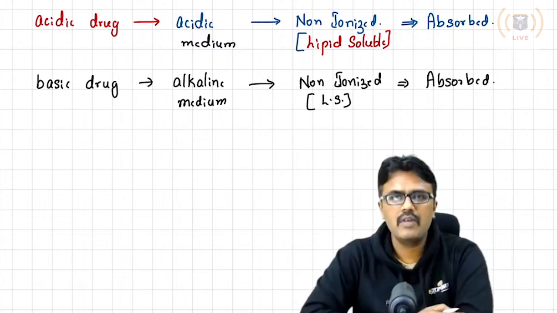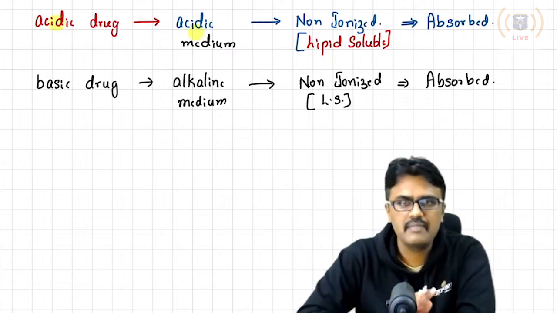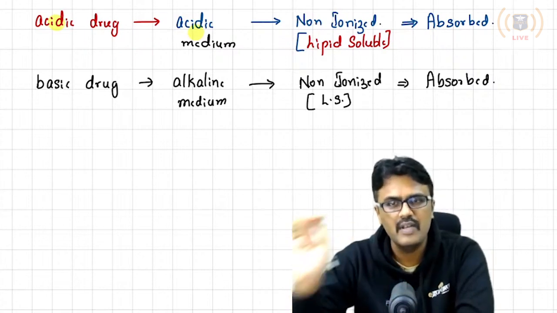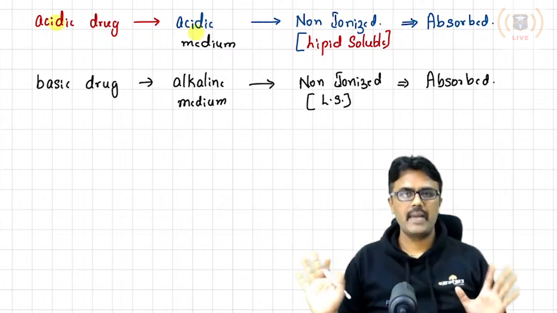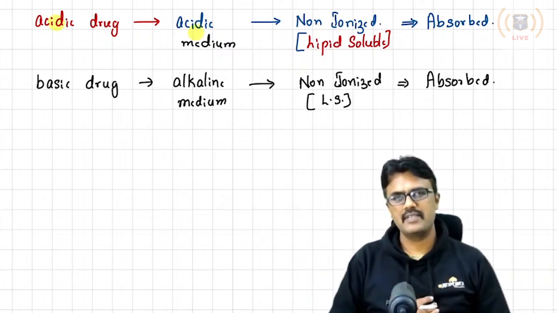Okay, rule number one you understood. If the drug and the medium are the same, the drug will become lipid soluble, that is non-ionized, and easily absorbed. That is concept number one. Clear? Now what we'll do is we'll reverse it and see what happens.